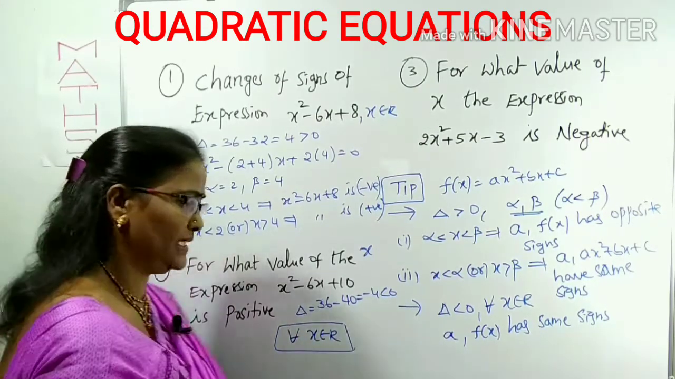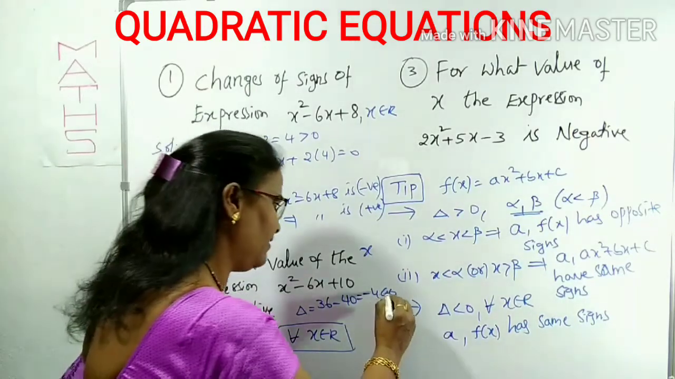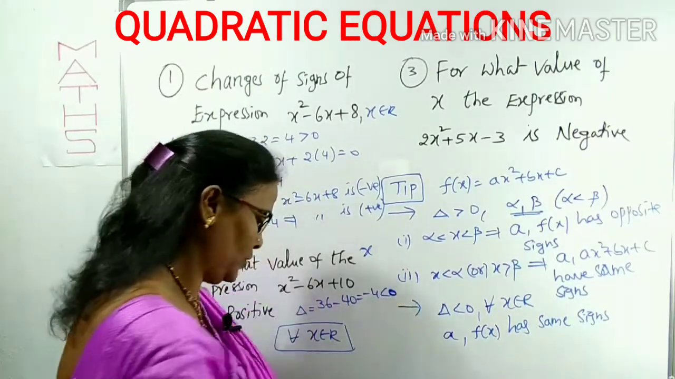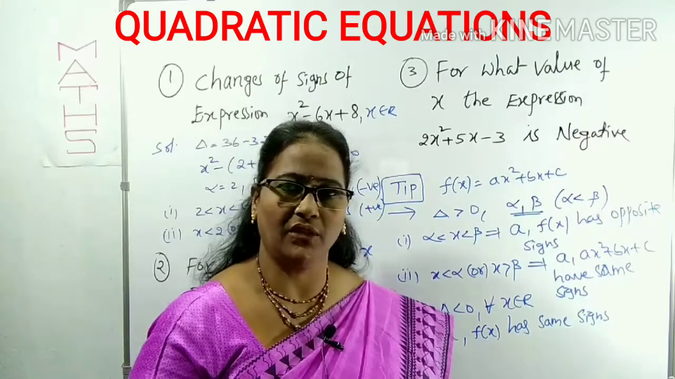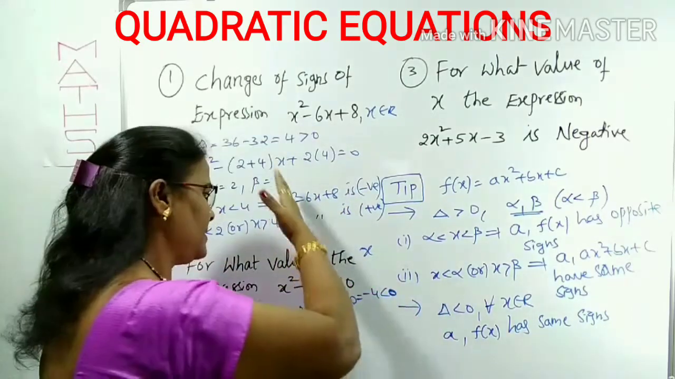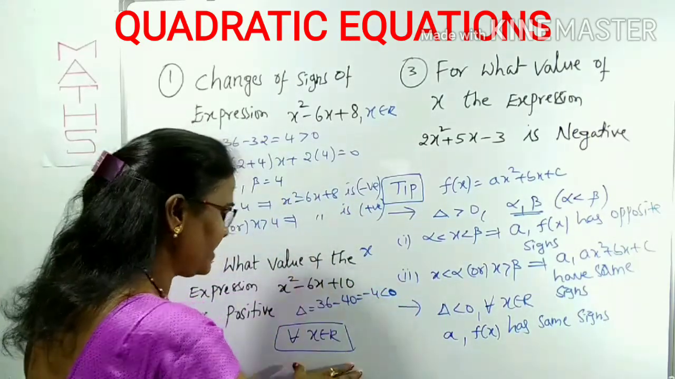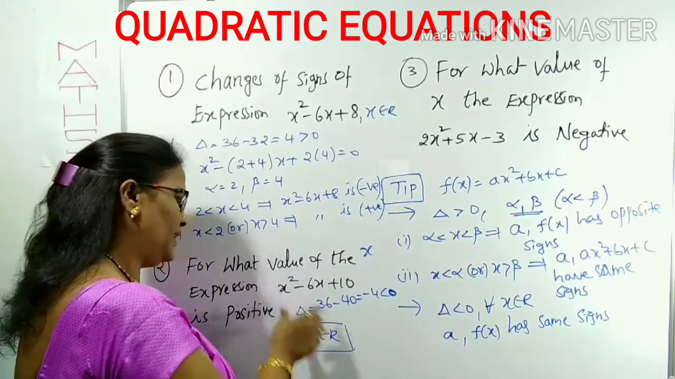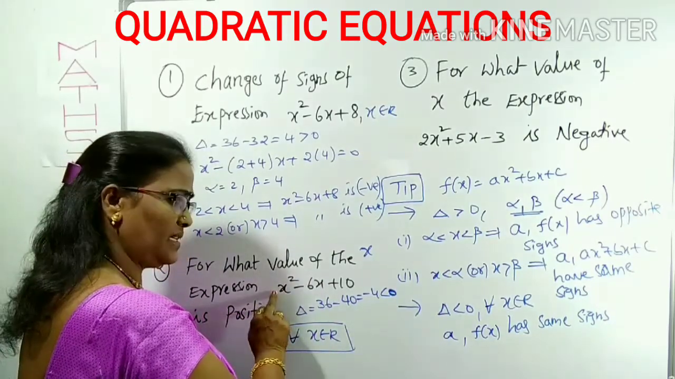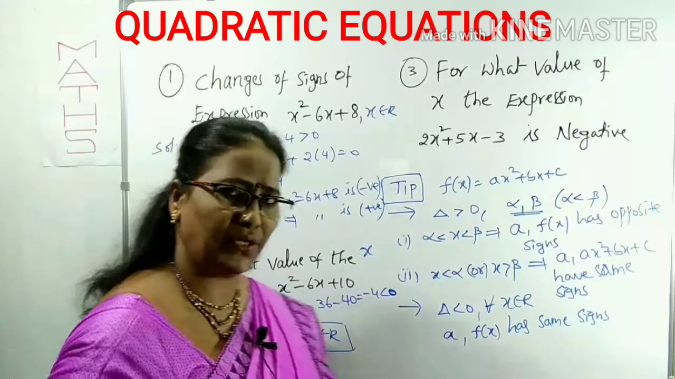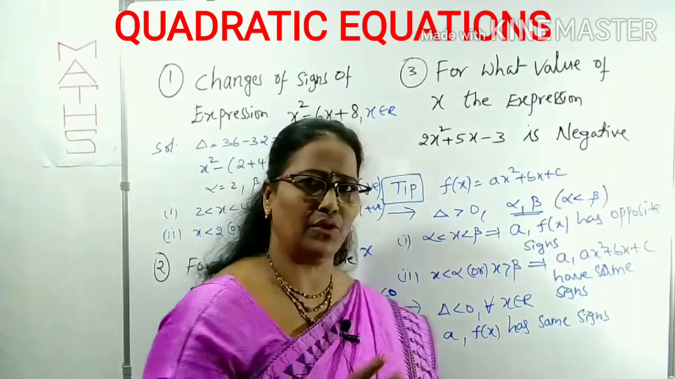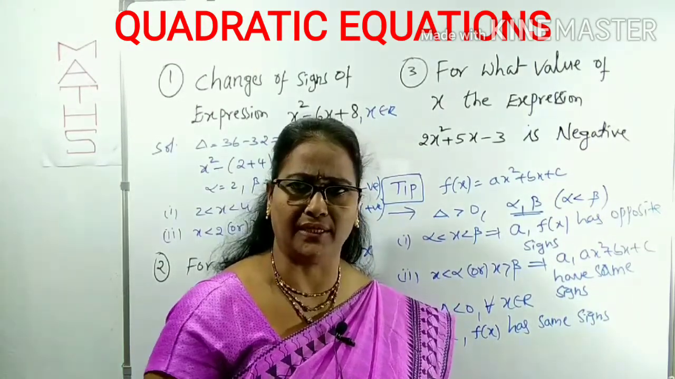We cannot find the real factors. Why can we not find the real factors? Because delta is less than 0. If there are factors, we can split like this. If there are no factors, for what value of x? X belongs to R, and the expression is already given as positive. This A is 100% positive. In case of delta less than 0, both have the same signs only.